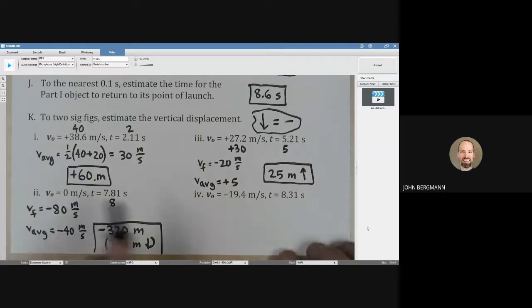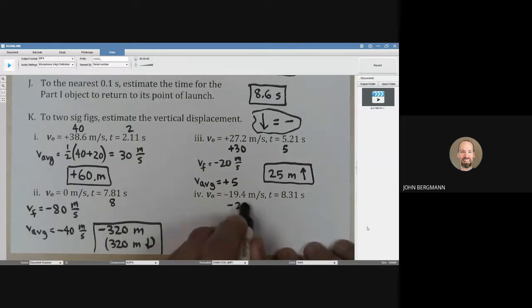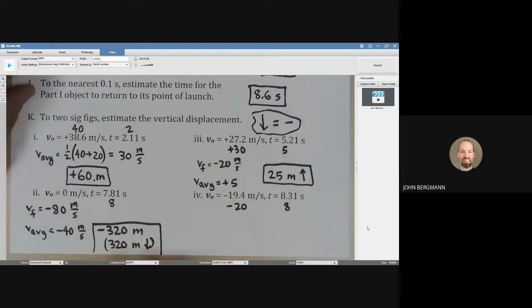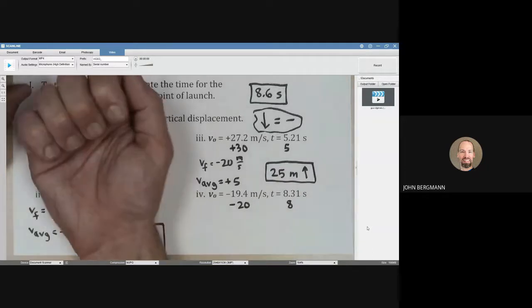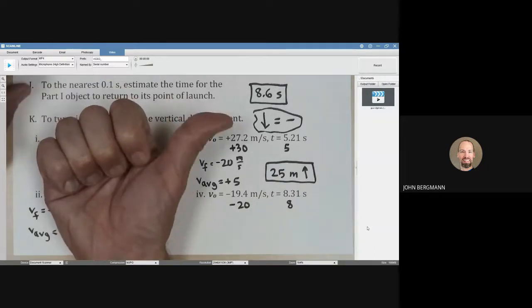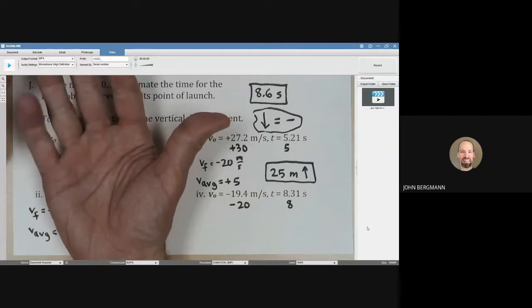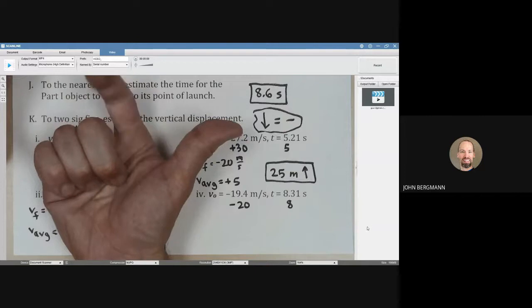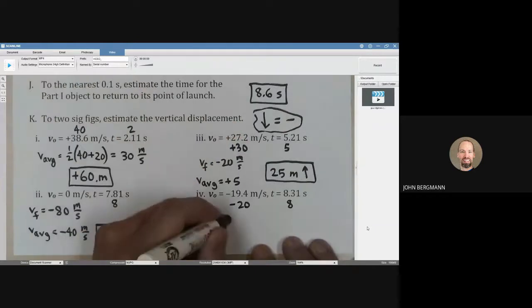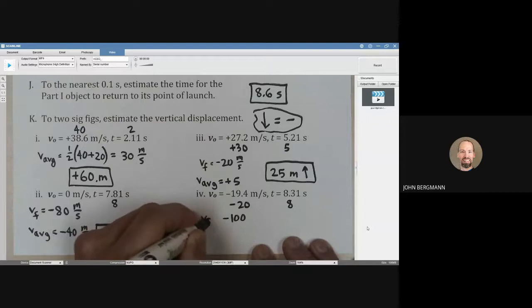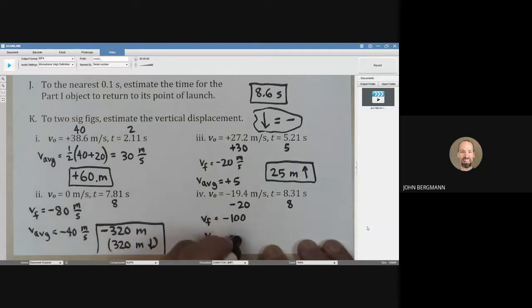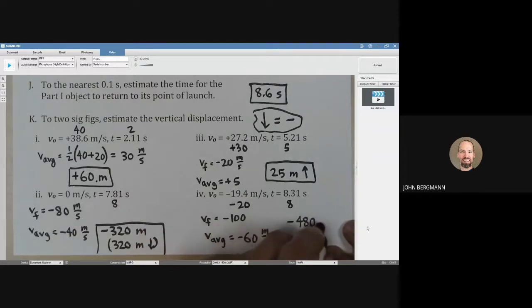Let's try one more. This V naught we're going to say is about negative 20. And we're going to say this is about 8 seconds. So here you go. I'm going to run out of fingers on one hand, but let's just do it with our hands here. Going downward at negative 20, after 1 second, negative 30, negative 40, negative 50, negative 60, negative 70, negative 80, negative 90, negative 100. Negative 100, that's V final, roughly. So what's V average? Negative 60 meters per second. Multiplied by 8 seconds, I'm thinking it's going to go downward about 480 meters.